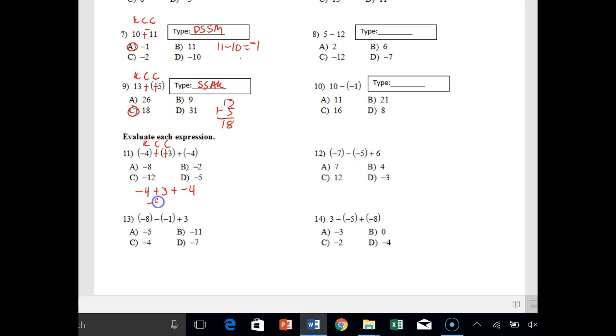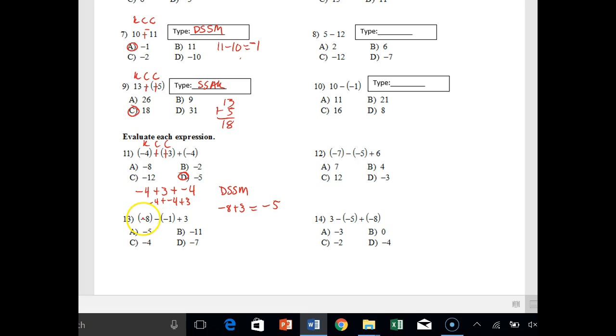So I would rewrite negative 4 plus negative 4 plus 3, which gives me negative 8 plus 3, so that's a DSSM, different signs subtract, and that gives you negative 5, so D. Just think about it. If you start at negative 4, you move 3 right, and then move back negative 4 on a number line, you should end up at negative 5, right? Start at negative 4, move 3 right, you'd be at negative 1, move back negative 4, you'd be at negative 5.